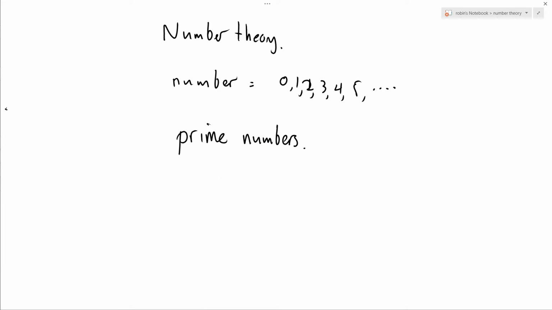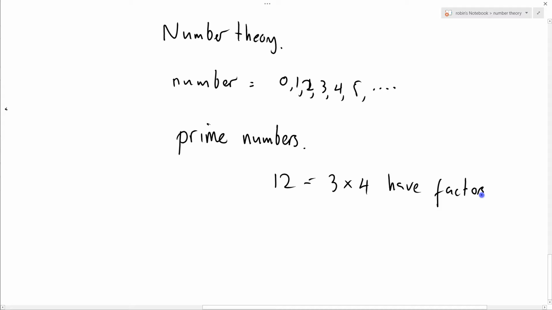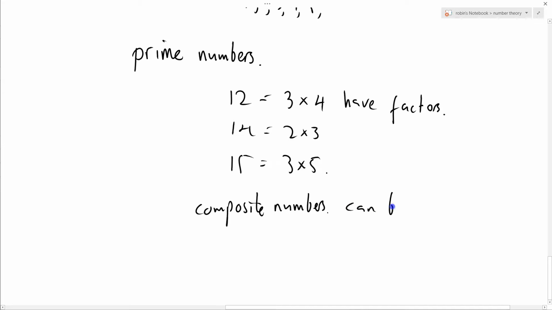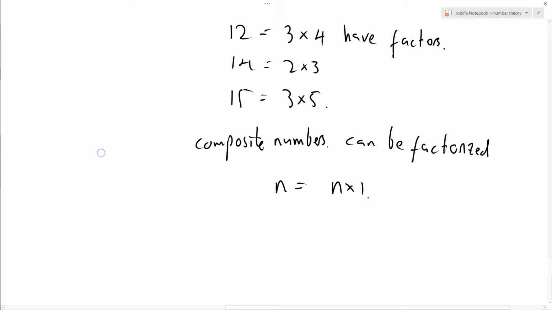Okay, so prime numbers. There are some numbers like 12, which equals 3 times 4, which have factors. Or 14 equals 2 times 7. Or 15 equals 3 times 5. So these numbers are called composite. They've got factors. They can be factorised. Of course, every number n equals n times 1, so you can factorise a number into itself times 1.